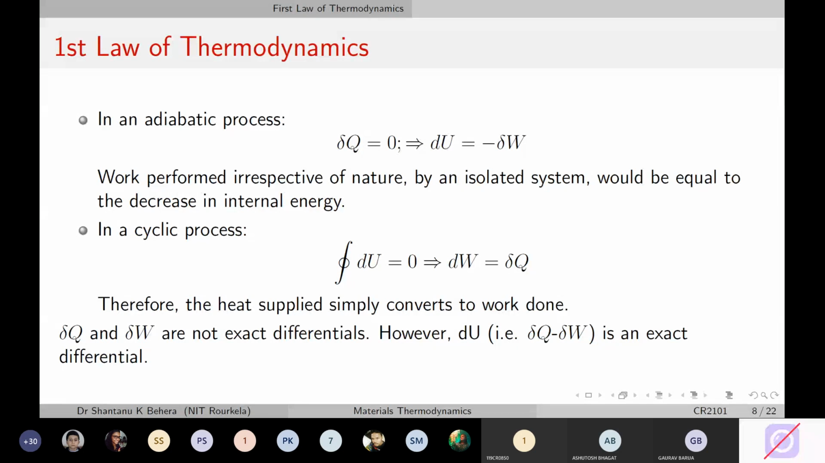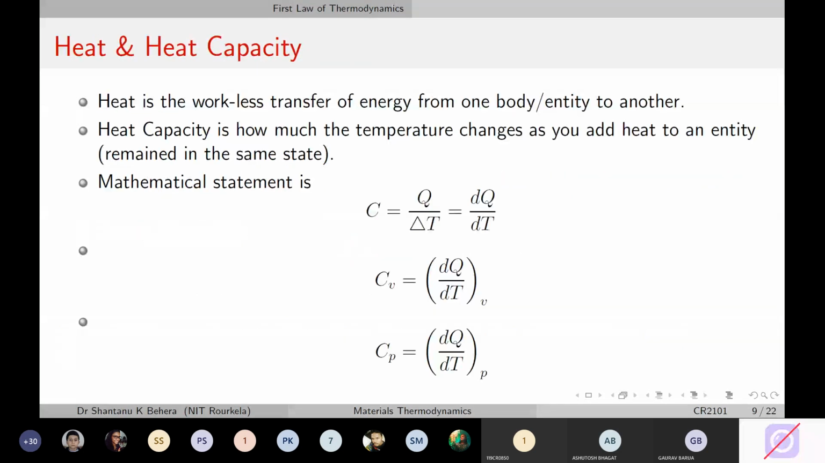Another important thing is to understand the difference between heat and heat capacity. Heat we normally define as the workless transfer of energy from one entity to the other, whereas heat capacity is the measurement of temperature change with the transfer of heat into that entity or system. Mathematically, you can write it simply as the total heat transferred, normalized by the change in temperature, delta T. dQ by dT is the form for heat capacity.